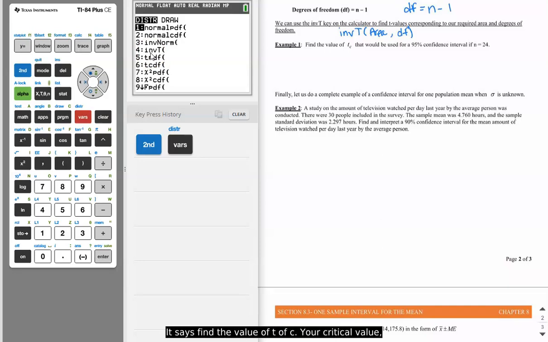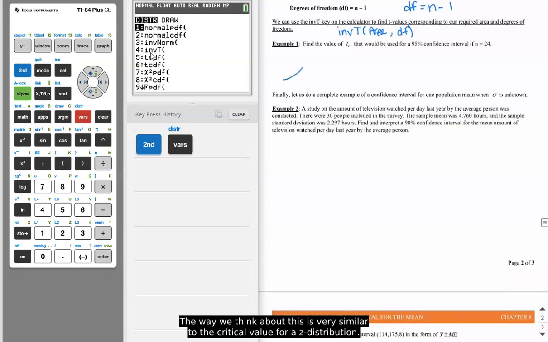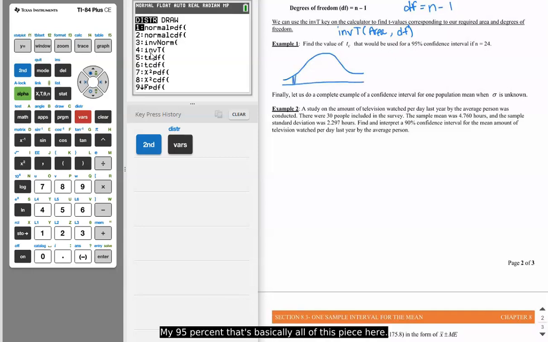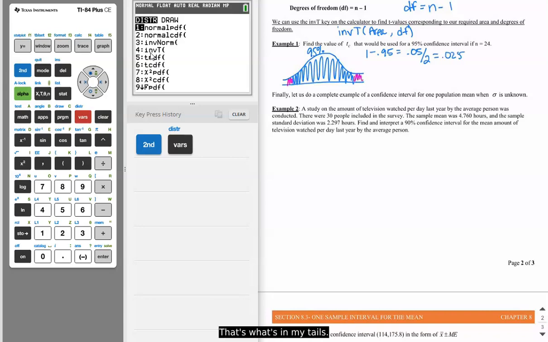It says find the value of t_c, your critical value, which is now going to be from a t distribution, that would be used for a 95% confidence interval if n is equal to 24. This is very similar to the critical value for a z distribution. My 95% is all of this piece here, and we need to figure out what's in the tail. So 1 minus 0.95 gives us 0.05, divided by 2, so 0.025, and I'll shade that in pink. That's what's in my tails.